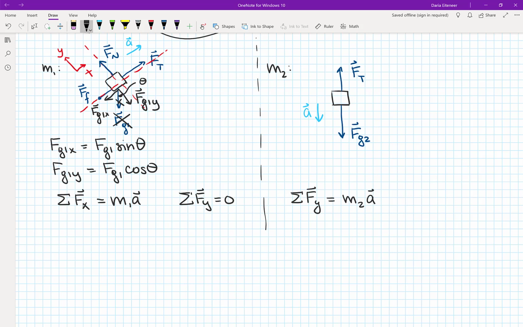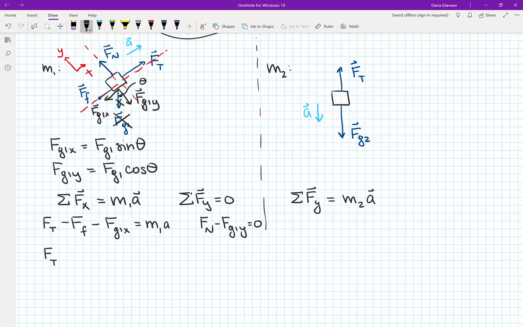So let's see. Back to the first object, let's see how far we can get with this analysis. In the x direction, we have force of tension minus the force of friction minus the x component of the force of gravity. All of that equals m1a. And in the y direction, we have normal force minus the y component of the force of gravity, and that equals 0. So by now, writing those equations should not be causing you problems. Let's see what else we can do here.